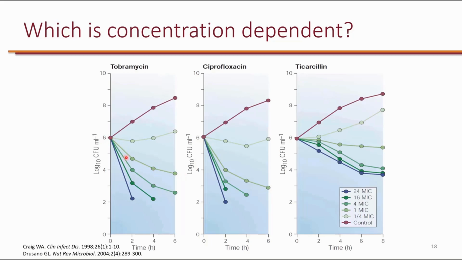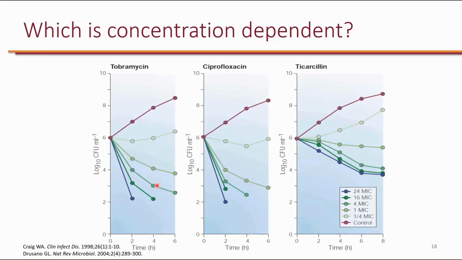Now at higher concentration, so for example at 4 MICs, you can see that bacterial growth actually drops faster, and as we increase the concentration, this drop in growth of bacteria becomes larger and larger. This suggests that tobramycin has concentration-dependent killing, meaning that the more of a concentration of tobramycin that we use, the more the growth of this organism was dropped.